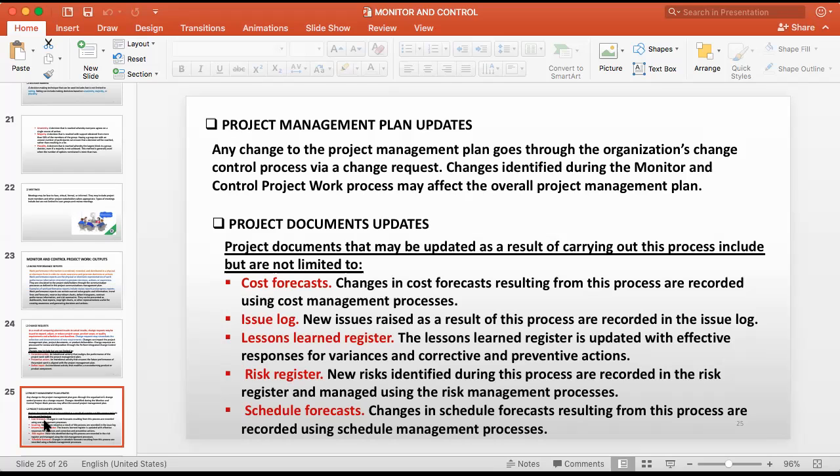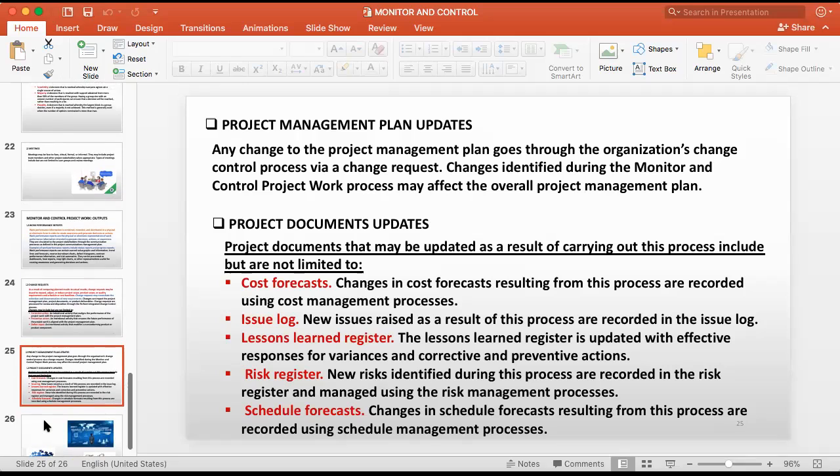So at the same time, your project documents have to be updated. That is your cost forecast, issue log, lessons learned register, risk register, schedule forecast. All these things you have to do your changes. So this is the process you have learned, and it is important and it's not that difficult. So I think you have gathered some information on this one.